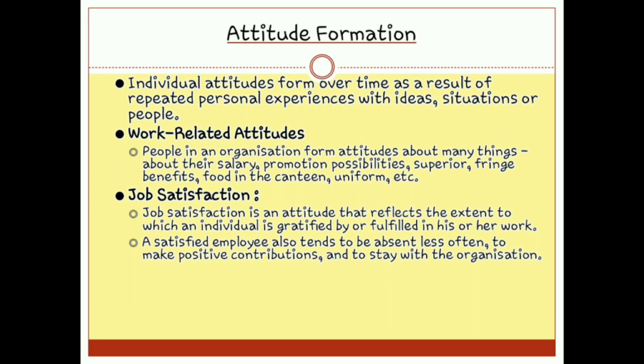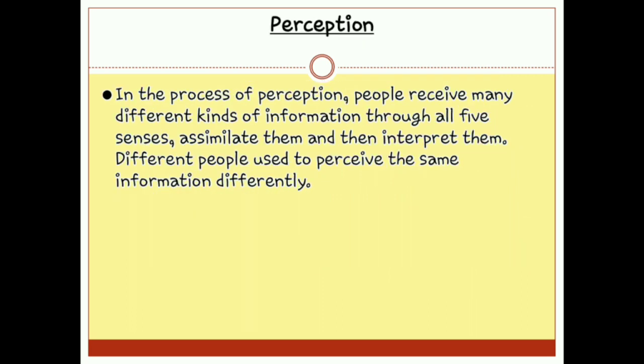Job satisfaction is an attitude that reflects the extent to which an individual is gratified or fulfilled in his or her work. Satisfied employees also tend to be absent less, to make positive contributions, and to stay with the organization for longer. Next one is perception. Perception is the process by which people receive many different kinds of information through all five senses, assimilate them, and then interpret them.